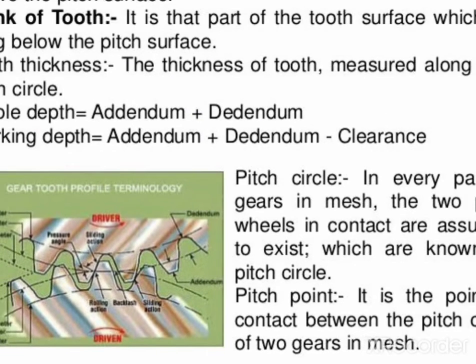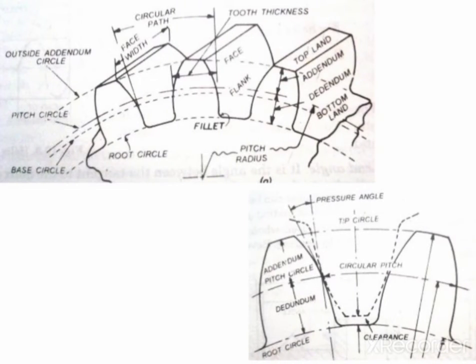Now next point, pitch point. We will see pitch point. It is the point of contact between the pitch circles of both gears in mesh. It is the point of contact between two pitch circles of two gears when both are meshed. When a pair of gears are operating in mesh, the point which is tangent between both pitch circles is called the pitch point.